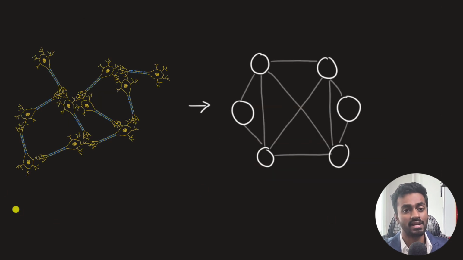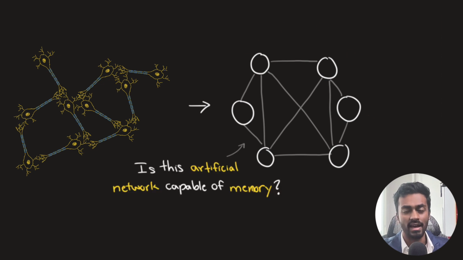And if we were to connect multiple biological neurons like this, we can represent that through a computation model that looks like an interconnection of neurons like this. And the question that Hopfield is trying to ask is: is this artificial network now capable of memory? So is it capable of storing and recalling memory? And this here is a Hopfield network.